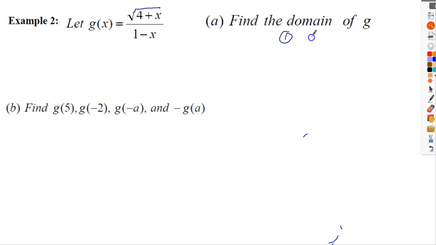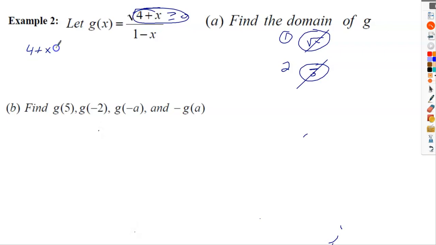The first thing that is a no-go is we can't take the square root of a negative number. And the second thing that is a no-go is that we cannot divide by 0. So in this case, we have both things happening here. We have a square root in our numerator, so that tells us that what's underneath the square root has to be greater than or equal to 0.